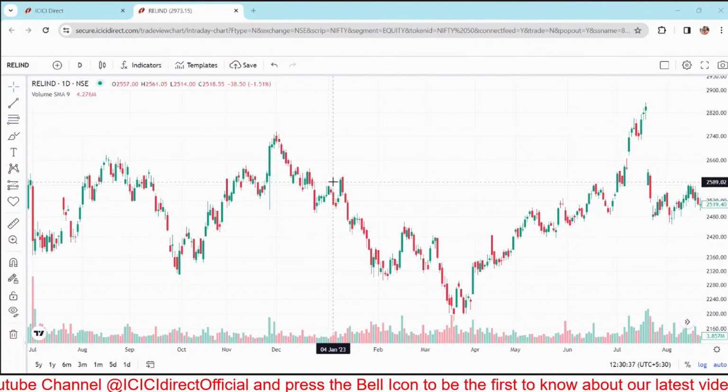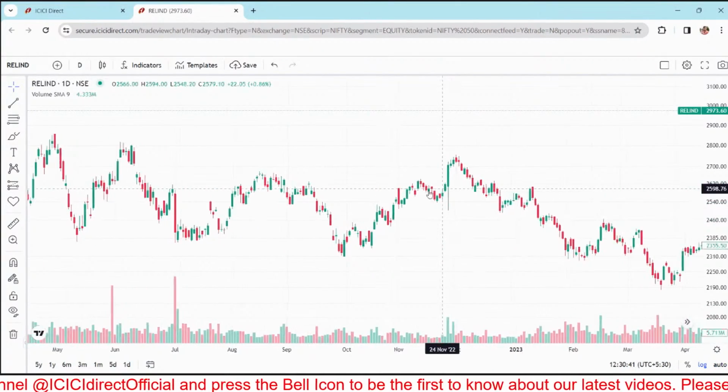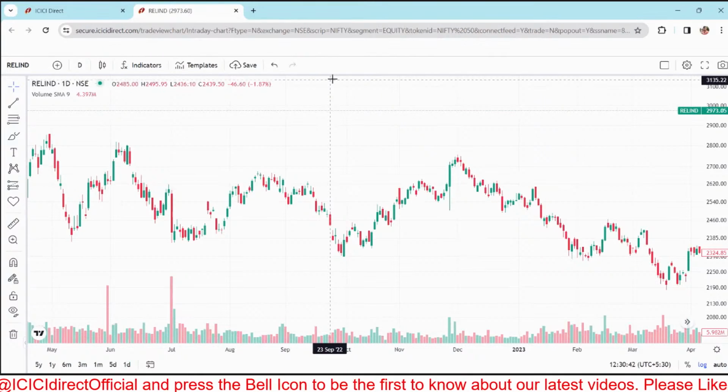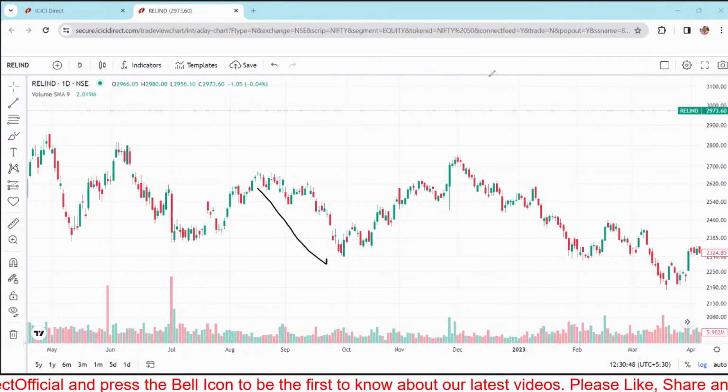Okay, we'll try to find one more Harami pattern. So we'll look at another downtrend. This downtrend is over. We have another downtrend here. I don't think there is a Harami pattern here. No, there is no Harami pattern here. So we'll ignore this.